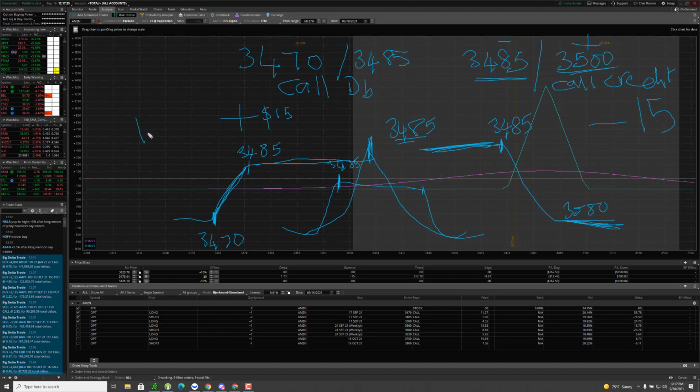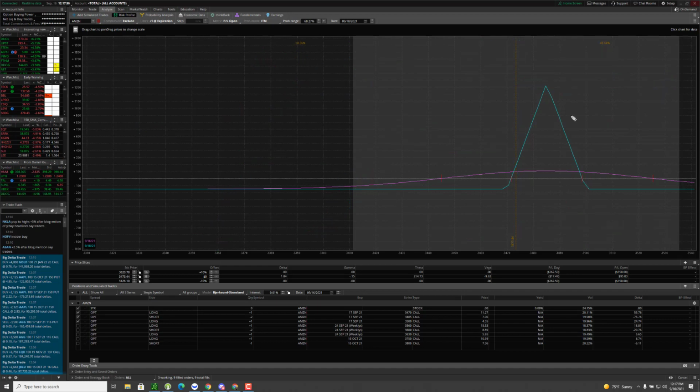Now I paid only $1.20 for it. If Amazon closes above 34.71.20, and is below 34.98.80, I will make money. But the closer it is to 34.85, if it is pinning at 34.85, I'm going to make $15 on it. So that is the butterfly trade that I did. Now let's see what else did we have.